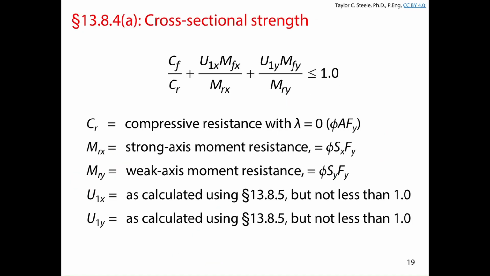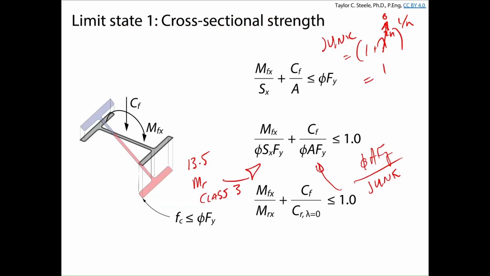But in this case, if we do calculate something to be less than 1, we're not allowed to take that value. We have to take a value that's at least 1 when we're checking cross-sectional strength. Again, we're using fully laterally braced moment resistance and compressive resistance for lambda equal to 0 because it's a stress check. It's not a stability check. We're checking the maximum stress on the cross-section, making sure it's less than or equal to the factored yield strength.